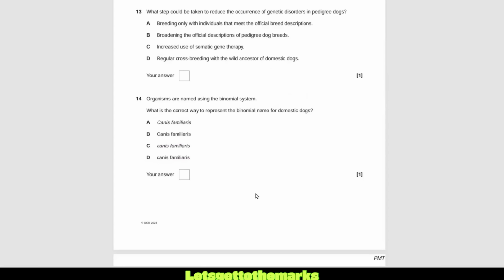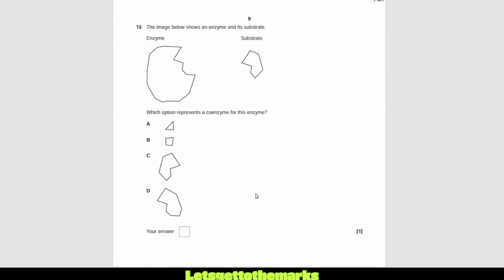Okay. I think there's one more question. It's the last one. Okay, the image below shows an enzyme and its substrate. Which option represents a coenzyme for this enzyme? So which of these will enable this to fit better into that active site? Why don't you pause the video, have a go? Bit of a spatial awareness one.